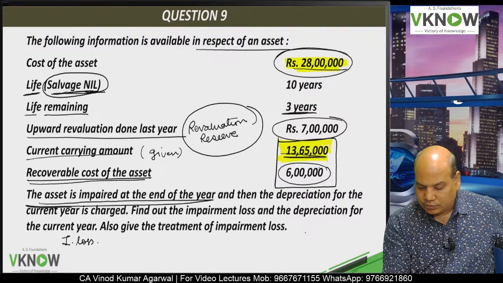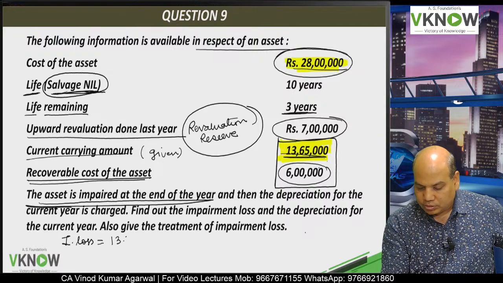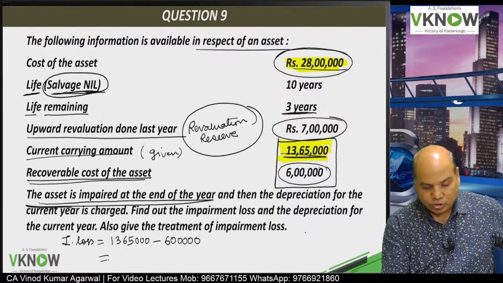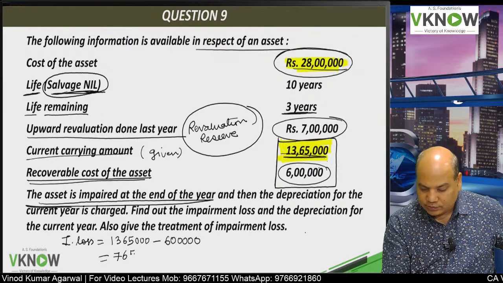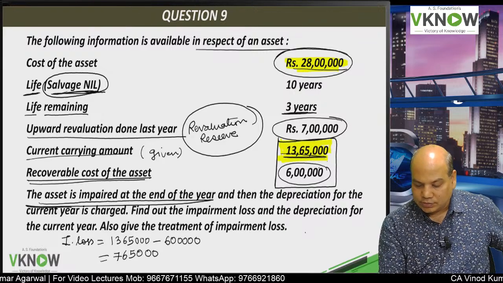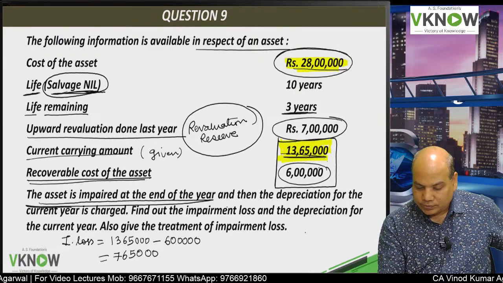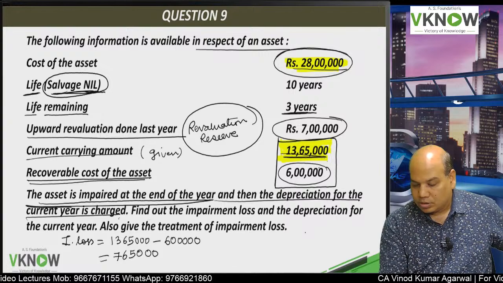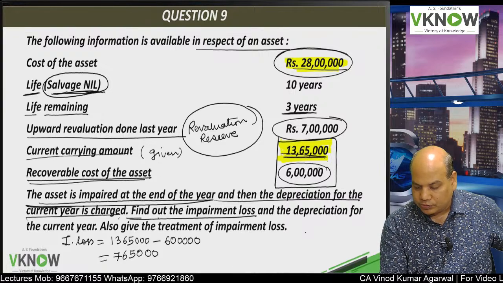Impairment loss is equal to 13,65,000 carrying amount minus recoverable amount 6 lakh. So the impairment loss is 7,65,000. Very easy. The question is, the asset is impaired at the end and then the depreciation for the current year is charged. Find out the impairment loss.